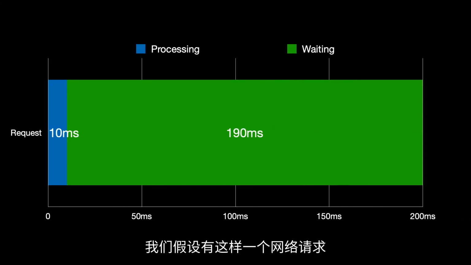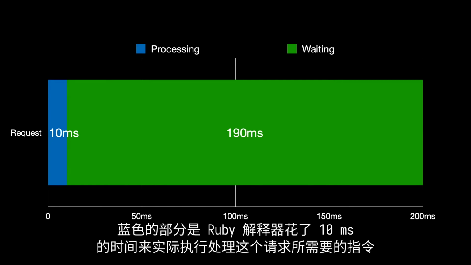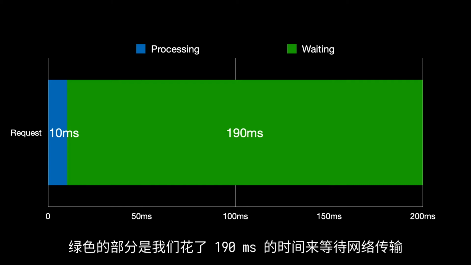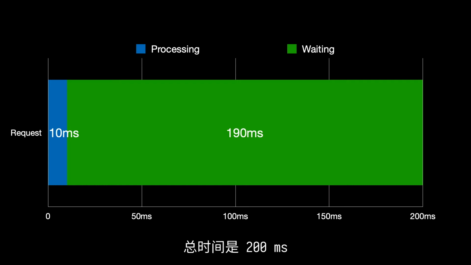Let's consider this hypothetical network request. The blue part is 10 milliseconds of work done by the actual Ruby interpreter executing instructions to handle the request. The green part is 190 milliseconds we spend waiting for the network. The total time is 200 milliseconds.